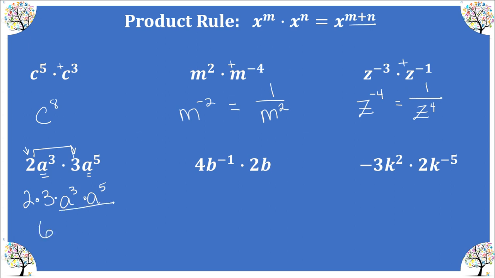So we have our two coefficients, 2 times 3. And now we're going to apply the product rule. A to the third times a to the fifth. You add exponents, and we get a to the 8. 6a to the 8th is our final answer.